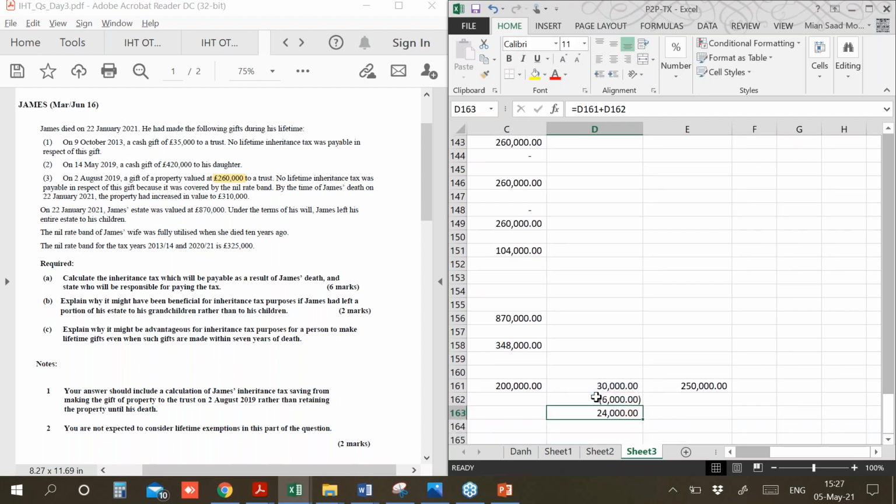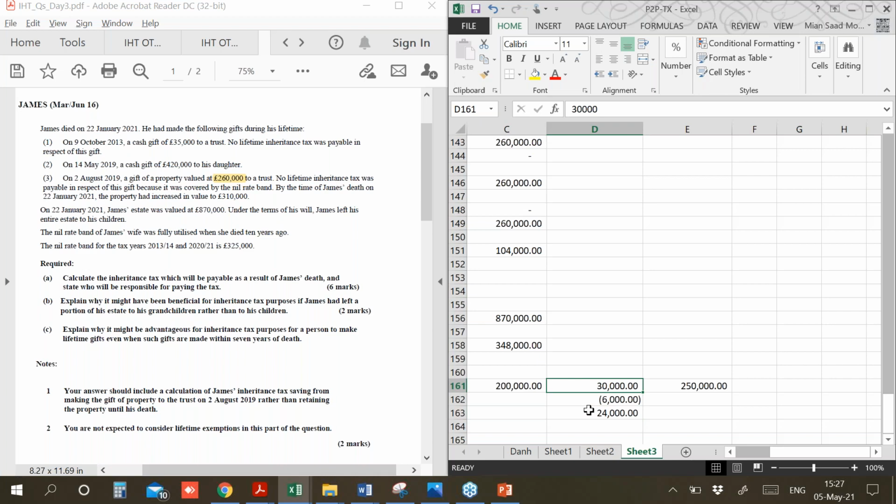So the nil rate band that has been utilized by this transfer is not 30,000, it is rather 24,000. Because you have to remember two things. First, you have to check whether there is any transfer that has used the nil rate band. If the answer is yes, then the amount you should take for the utilization should be the amount after the annual exemption, not the one that was gross of the annual exemption.